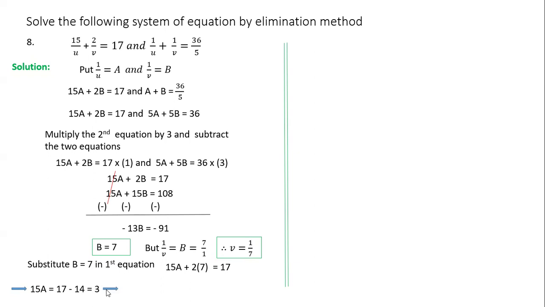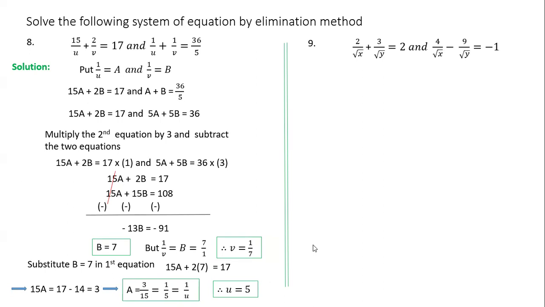So it becomes a is equal to 3 upon 15, equal to 1 upon 5, which is equal to 1 upon u. Take the reciprocal. u is equal to 5. Make it upside down on both sides, this one and this one, both. Reciprocal. Then you get u is equal to 5. Next.